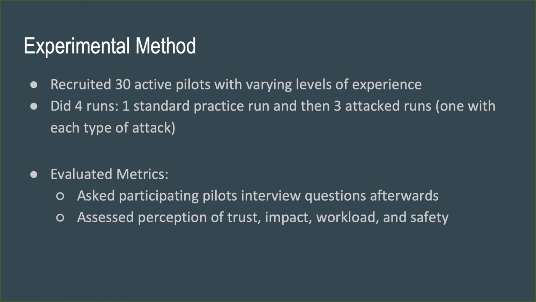So the experiment method looking at all three of these attacks is to recruit 30 active pilots with varying levels of experience. Of course, they've all had the same training. And basically do 4 runs in a simulator. So essentially, first one is just a regular practice run, and then try each of these 3 attacks and see how they react. And then afterwards, you get some information from their reaction to the attacks, and also you give them a survey afterwards to say, you know, what is the level of trust, how did this impact you and the safety and basically the workload that you had to do as a pilot.